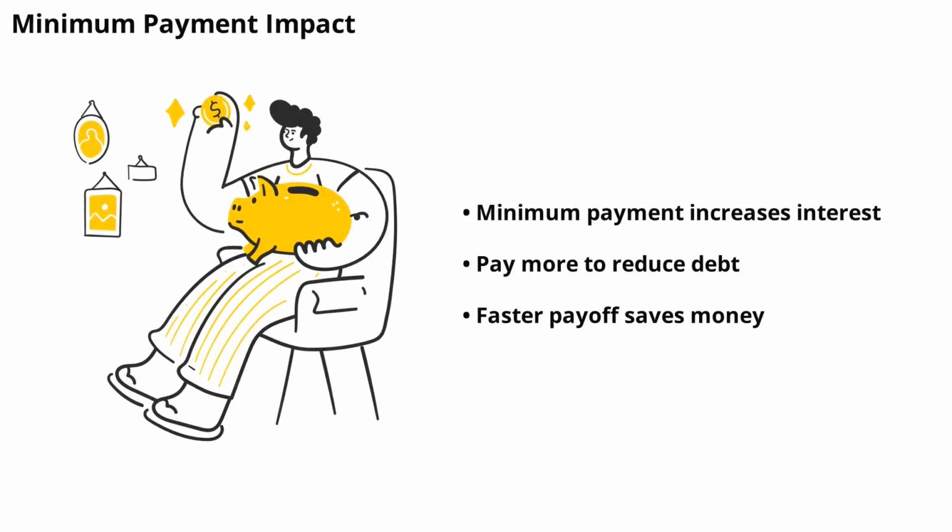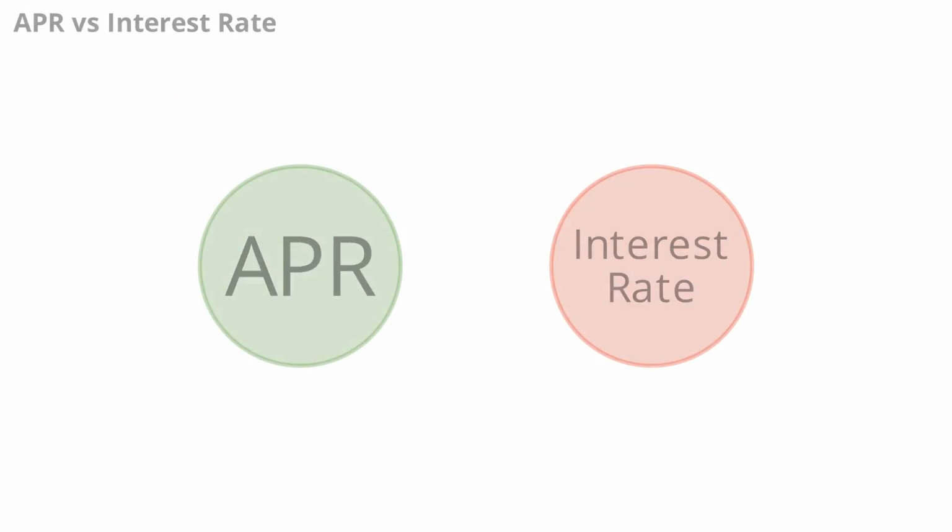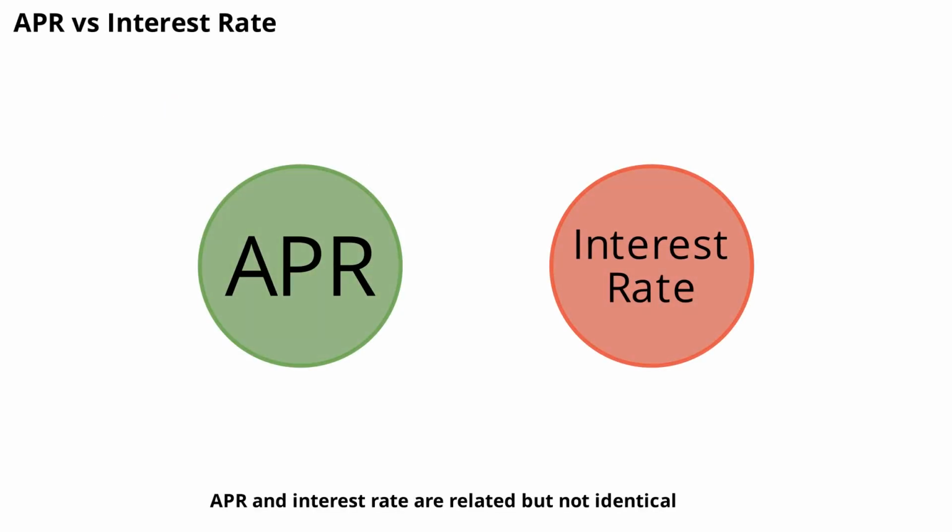Making only the minimum payment on your credit card can lead to paying more interest over time. The minimum payment is usually a small percentage of your balance, and the rest accrues interest. This can make it harder to pay off your debt and increase your total costs. It's always better to pay more than the minimum whenever possible to reduce your interest charges and pay off your balance faster.